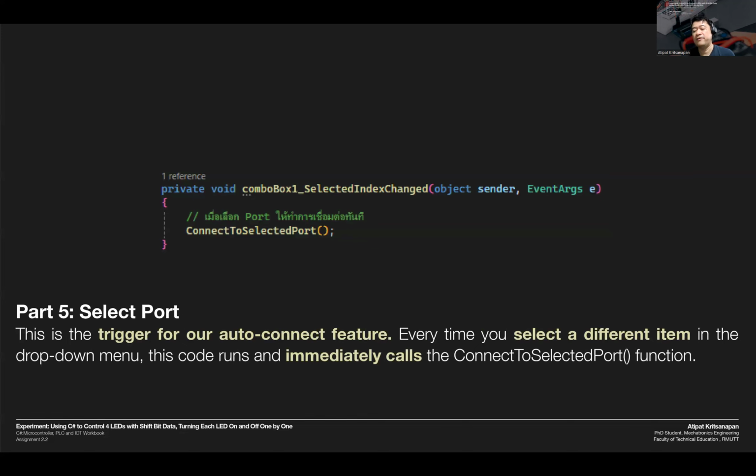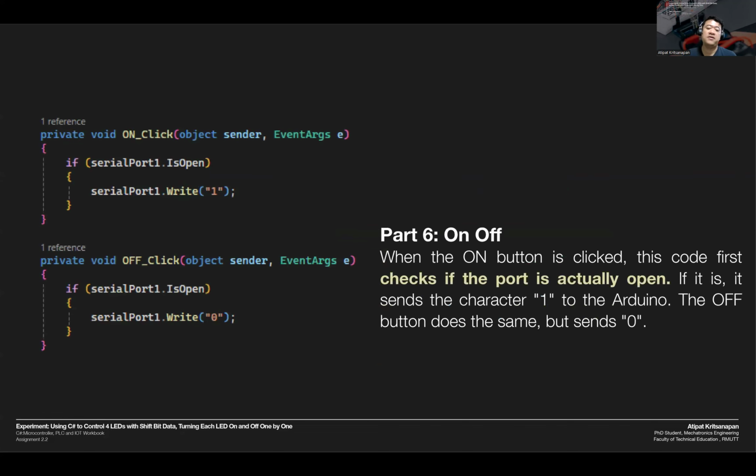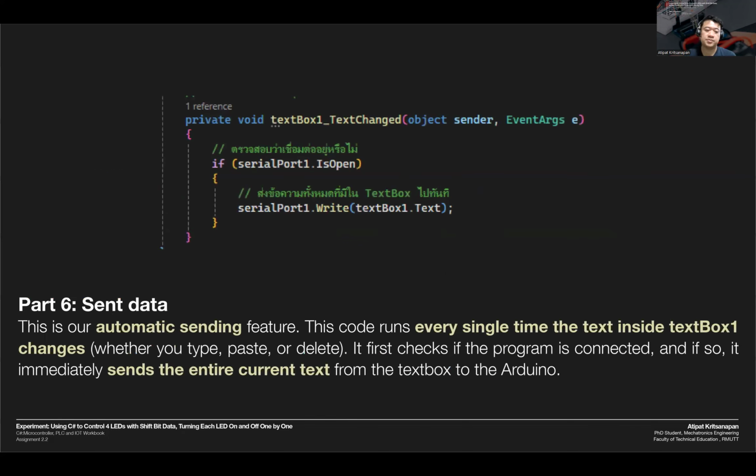selected port function. On and off: when the on button is clicked, it first checks if the port is actually open. If it is, it sends the character 1 to the Arduino. The off button does the same, but sends 0.